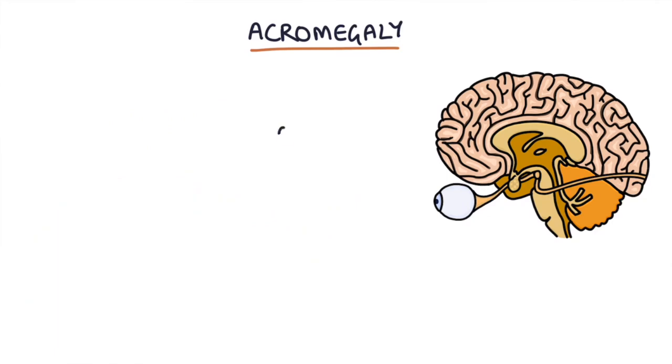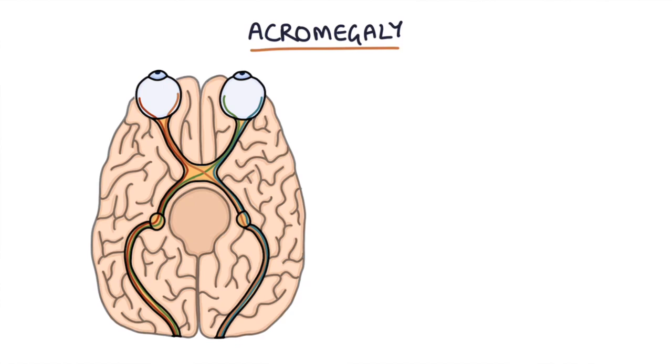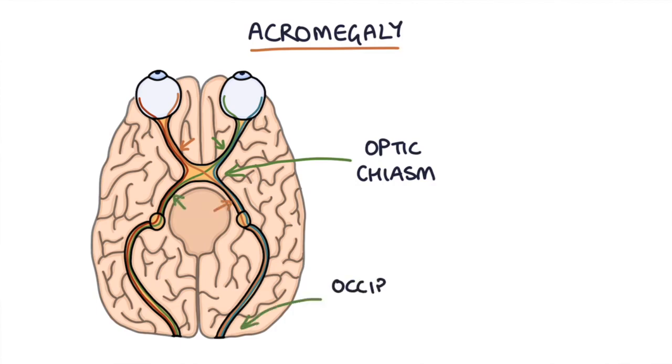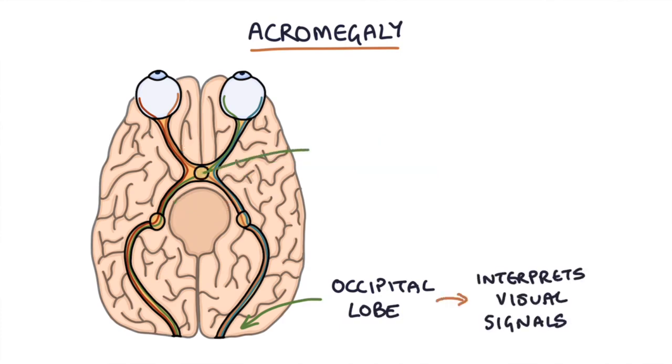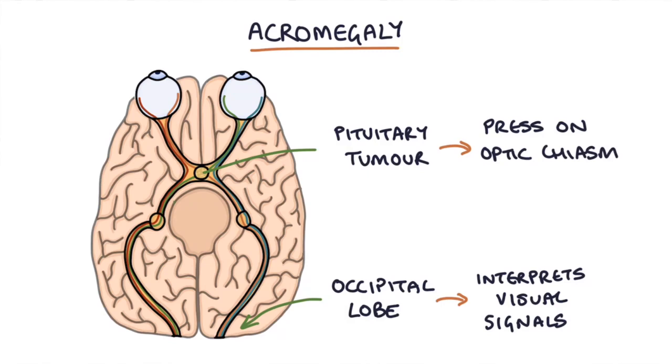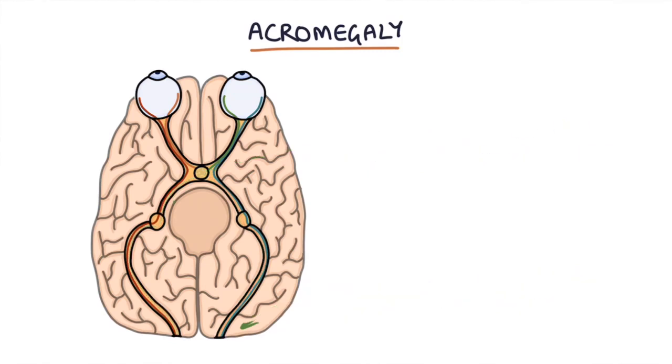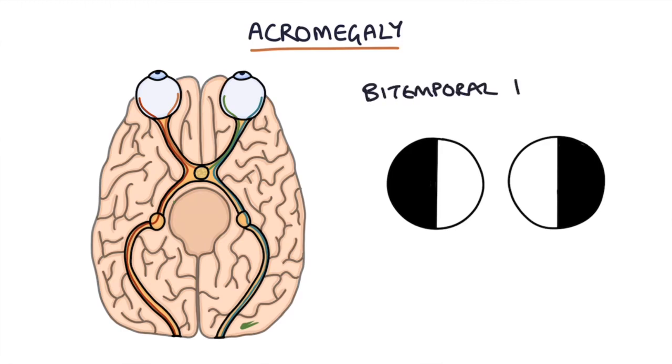There's a structure called the optic chiasm, and this sits just above the pituitary gland. The optic chiasm is the point where the optic nerves coming from the eyes cross over to different sides of the head and enter into the occipital lobe, which interprets those visual signals. A pituitary tumour that has significant size will start to press on the optic chiasm, and pressure on the optic chiasm will lead to a stereotypical bitemporal hemianopia, visual field defect.